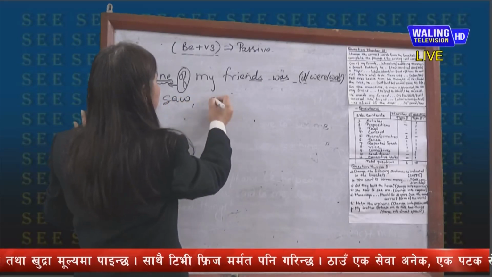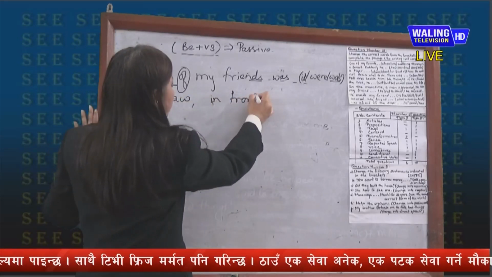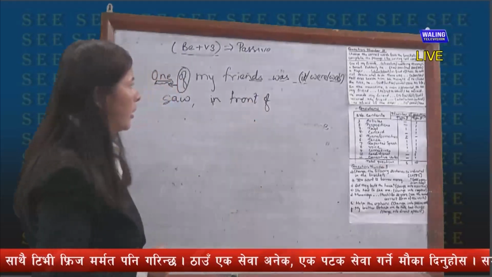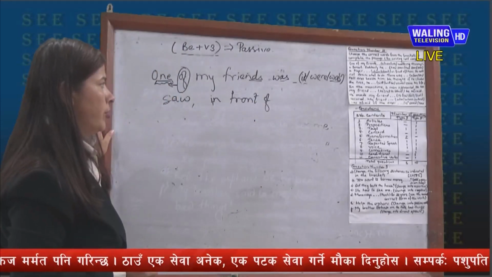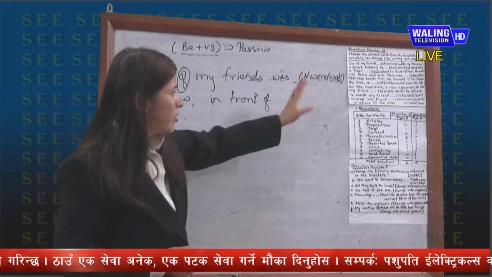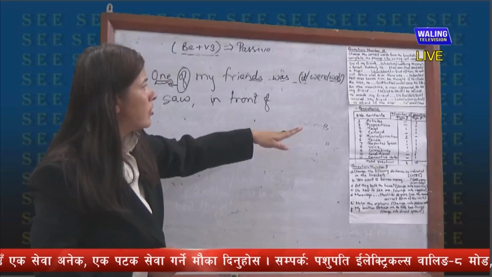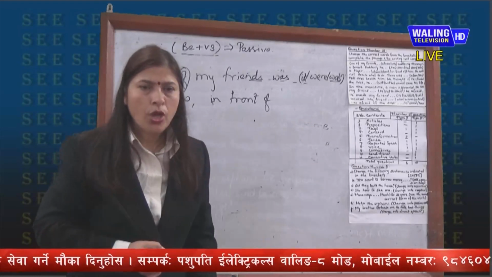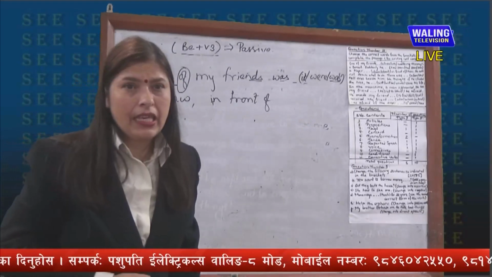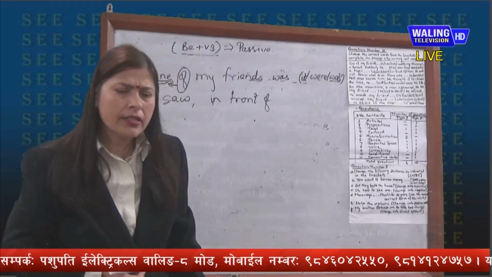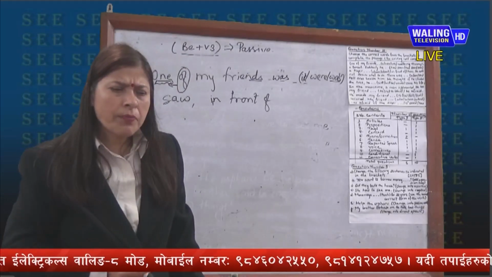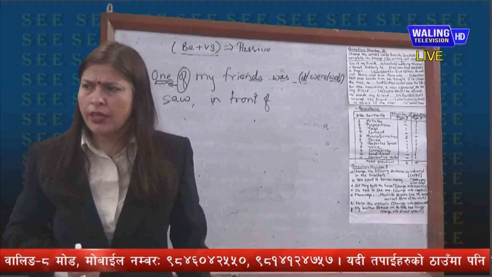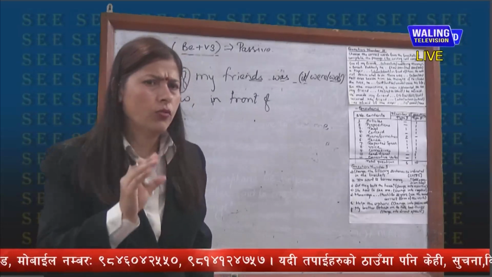Saw, next one is in front of him. He could not decide what to do. Now, there is no gap. There was a tall tree beside him. So, tall tree is here. While using a preposition or article, we have to think about some sound.